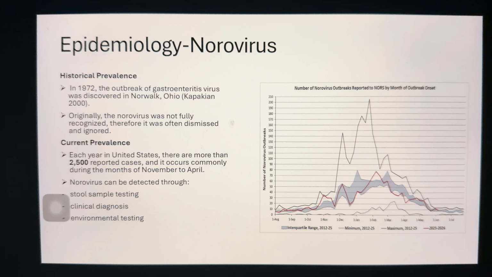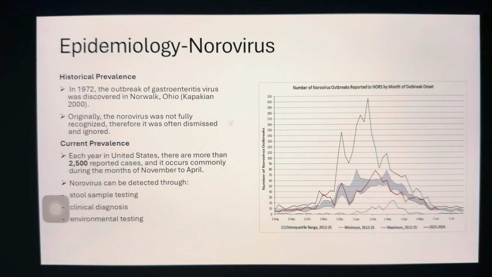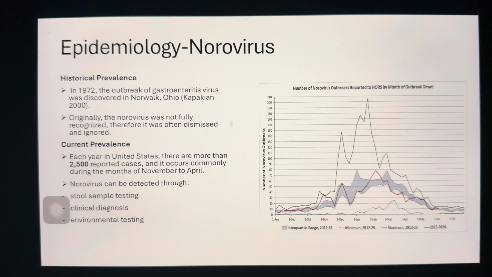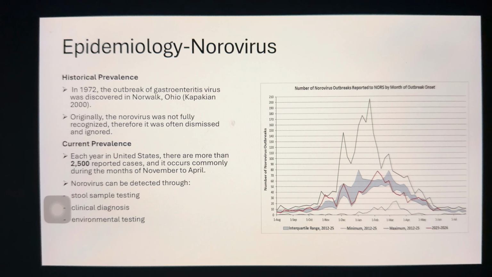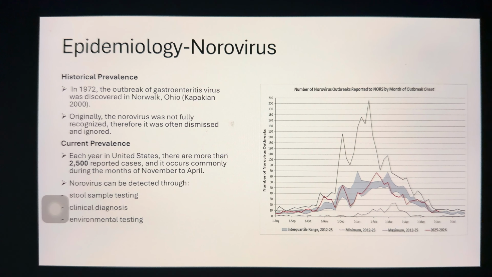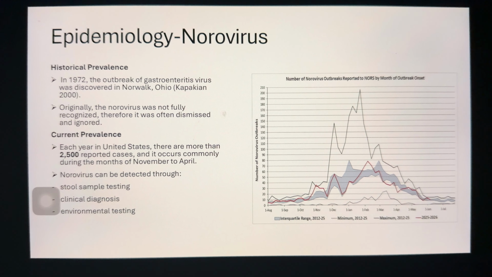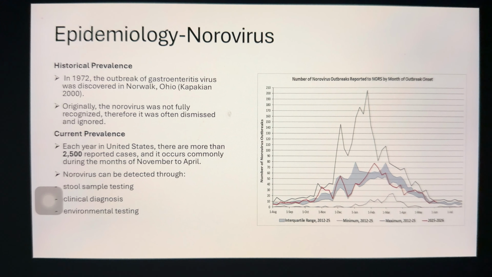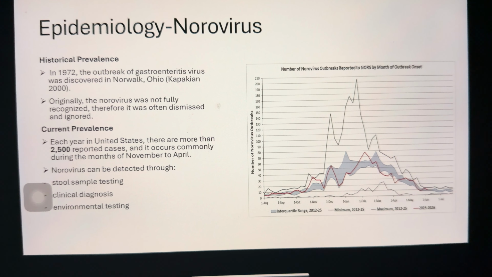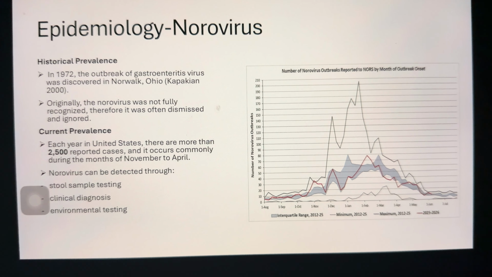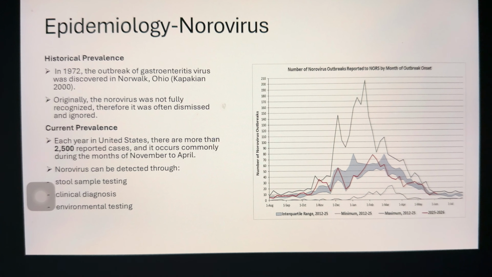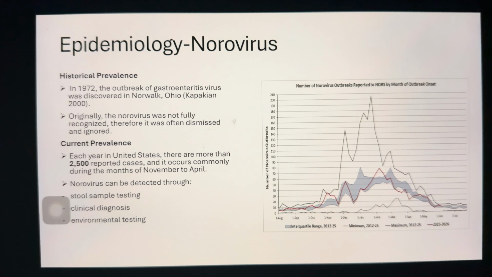The epidemiology of norovirus. The historical prevalence. In 1972, an outbreak of GI virus was discovered in Norwalk, Ohio. Originally, the virus was not fully recognized, therefore it was often dismissed. Current prevalence. Each year in the U.S., there are more than 12,500 reported cases, and it occurs commonly during the months of November to April. Noroviruses can now be detected through stool samples, clinical diagnosis, and environmental testing.